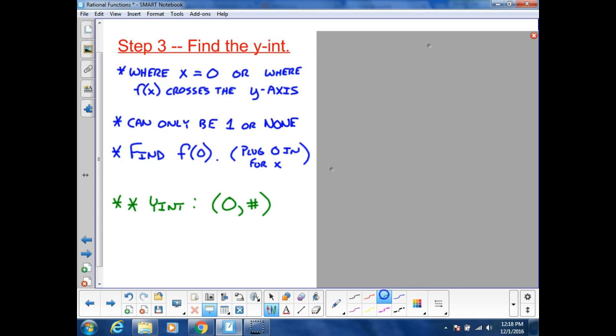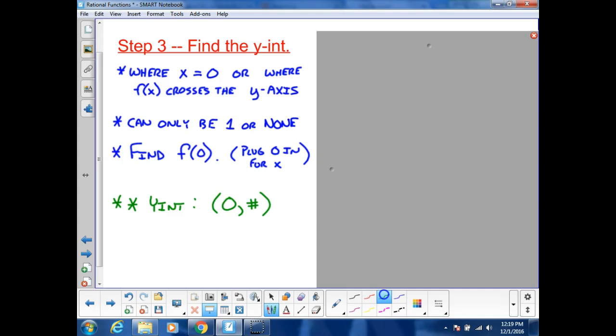Okay? So all of your y-intercepts are going to look like 0, comma, some number. Okay? Good timing. Okay? With me on that. Okay? This is step 3. Step 3 is you're going to find your y-intercept.